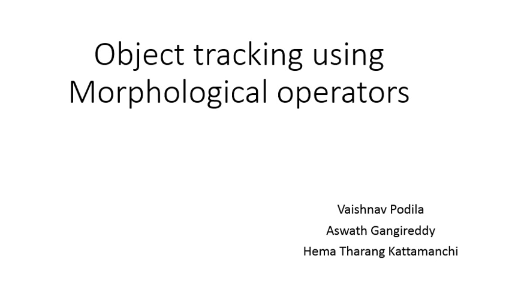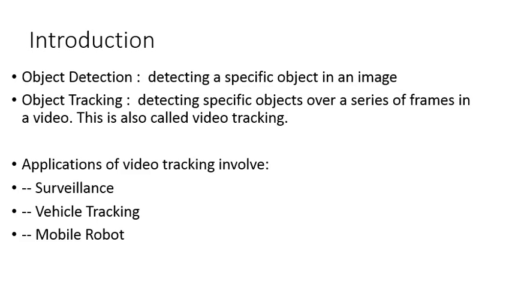Introduction. Object detection: detecting a specific object in an image. Object detection is a process of finding instances of real-world objects such as faces, bicycles, and buildings in an image or a video. Object detection algorithms typically use extracted features and learning algorithms to recognize the instances of an object in a particular category. Object tracking is a process of locating a moving object over time using a camera.